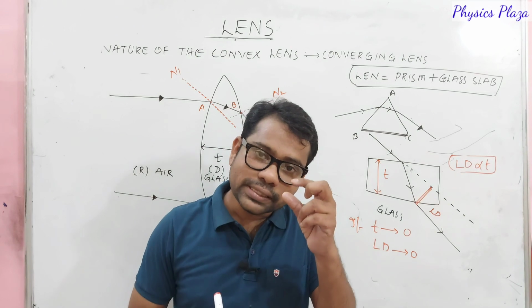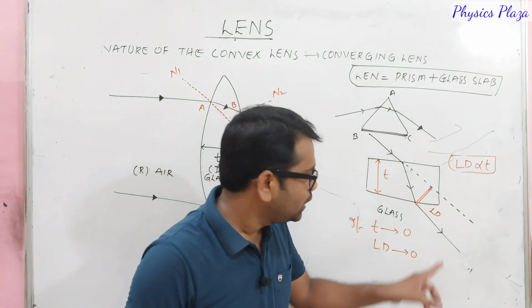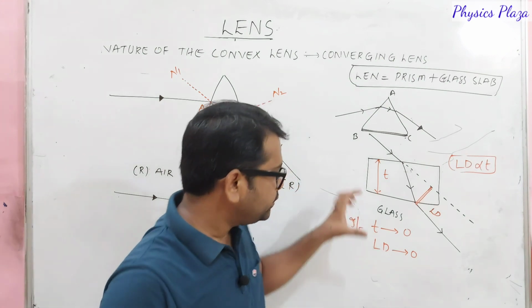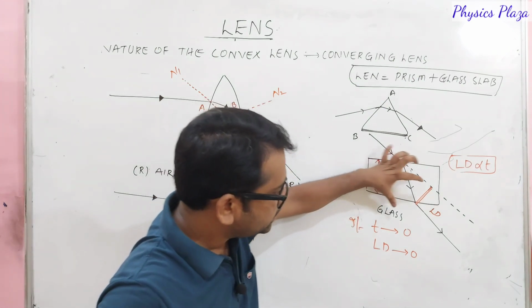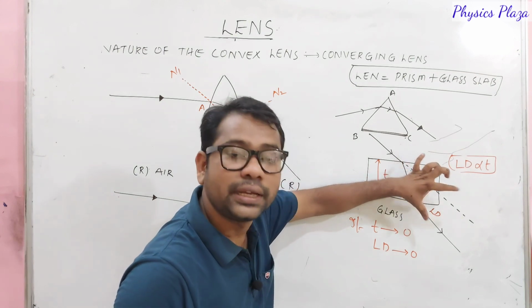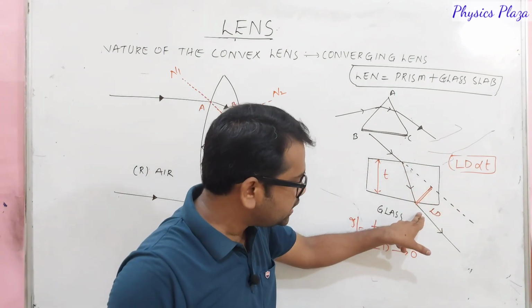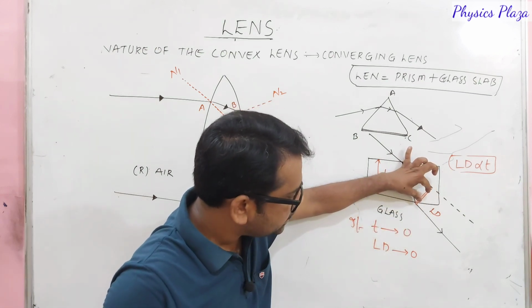If the thickness of the glass slab is reduced, then what will happen? The lateral displacement also is reduced. Which means, dear children, if the thickness is decreasing, this will be decreasing. It means the distance between the original path of the light ray and the emergent ray gets decreased.